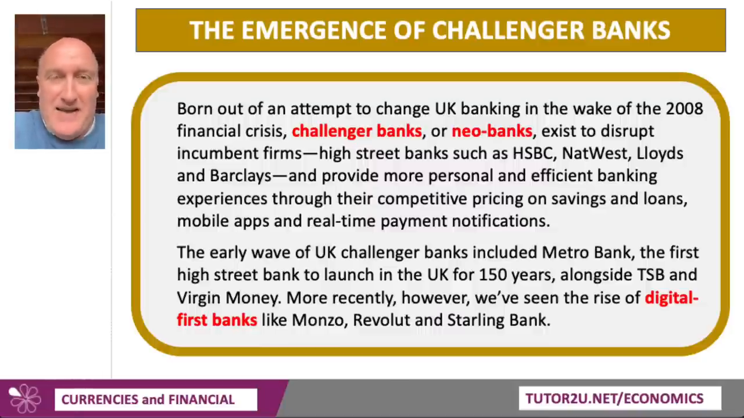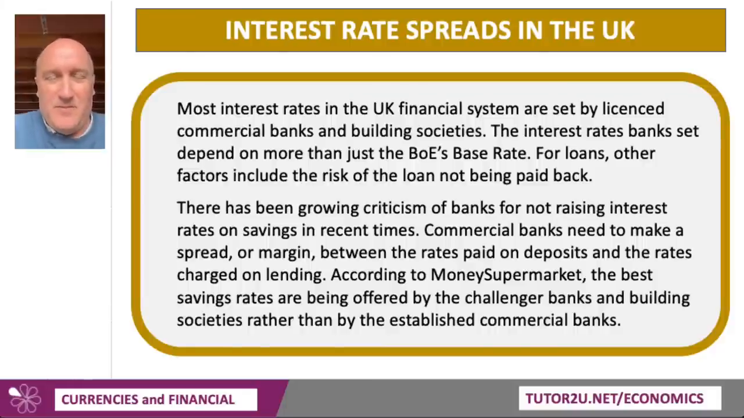Now, the next slide provides a little bit of background before we ask the question. Interest rates are set by commercial banks and building societies. The only interest rate the Bank of England sets is the base rate. But there's been a lot of criticism, in terms of financial market failure, of banks not raising interest rates on savings in the last year or two. Commercial banks need to make a spread or a margin between the money they pay to savers and the money they charge to borrowers. According to Money Supermarket, the best savings rates are offered by the challenger banks and building societies rather than the established commercial banks. So a little bit of application there.